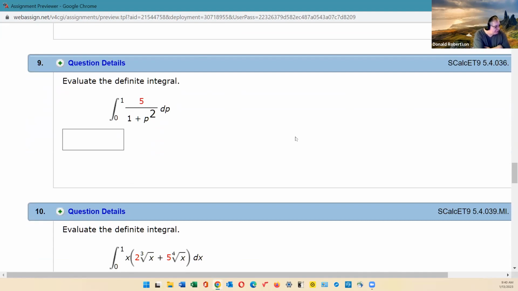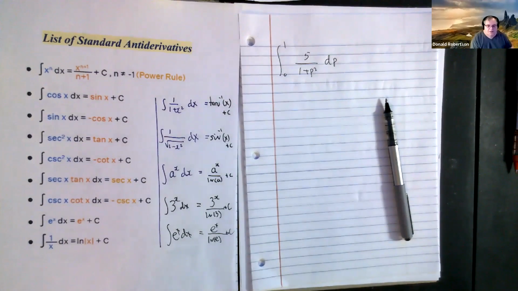Can someone tell me what the antiderivative of that is? Okay, I'll nip over to the whiteboard. What is the antiderivative of that? The variable p is totally irrelevant. 5 over 1 plus p squared. What's its antiderivative?